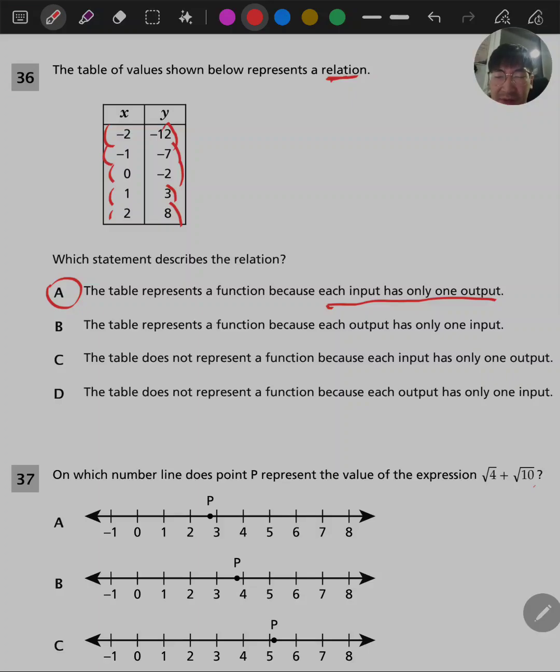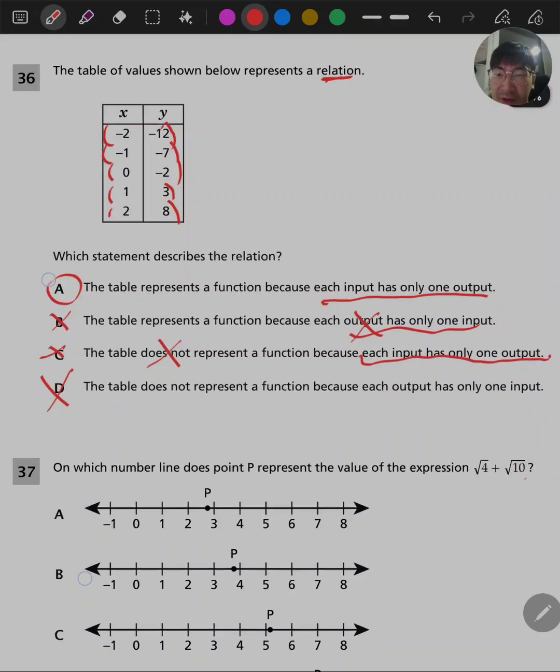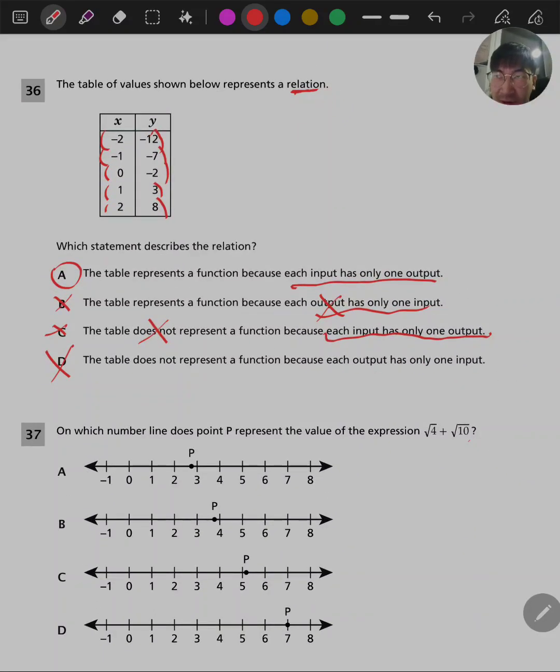B. The table represents a function because each output has only one input. No, that's not the definition of a function, so it can't be B. C. The table does not represent a function. Why not? Because each input has only one output. This is the definition for a function, so it cannot be that it's not a function. It's contradicting the definition, so it can't be that. D. The table does not represent a function because, it can't be that because this is not the definition of a function. But this does talk about some future math topics.